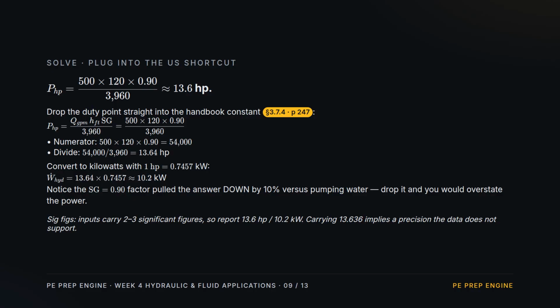Plug the duty point into the handbook constant, 500 times 120 times 0.9 over 3,960. And you get about 13.6 horsepower, which is about 10.2 kilowatts. Notice the specific gravity pulled the answer down 10% versus water. Forget it, and you'd overstate the power. Mind sig figs. Report 13.6 horsepower, 10.2 kilowatts.